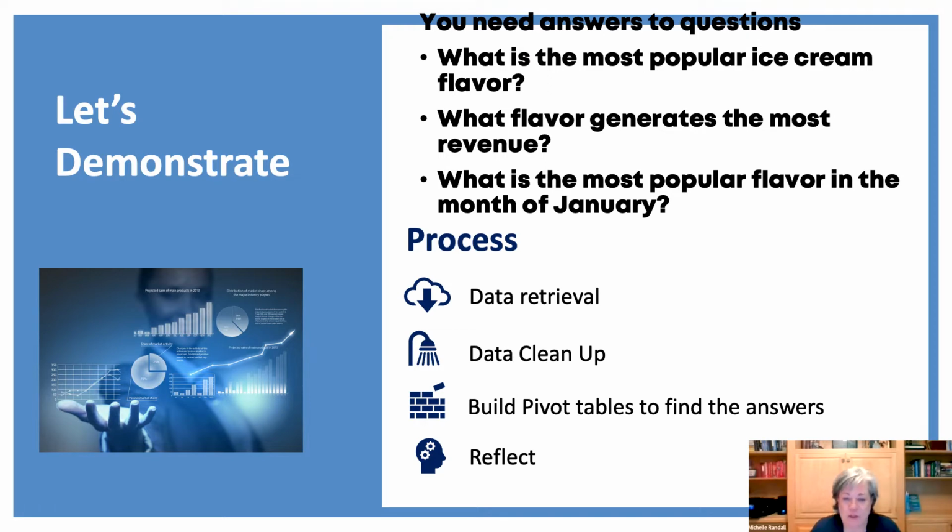The next thing we'll do in our process is I'm going to show you a little bit of data cleanup. Sometimes we need to have our data presented in a different format, or we might need to parse out some of the information from a particular cell so that we can do our pivot tables. After the data cleanup, we're going to build pivot tables to find the answers to our boss's questions. Lastly, we'll just do a little reflection to see what we learned.